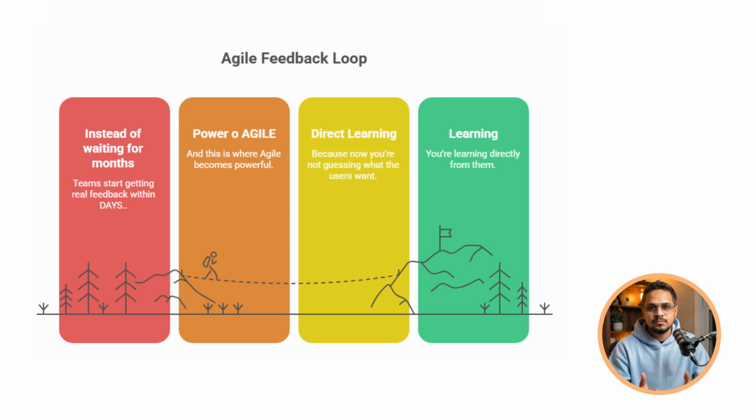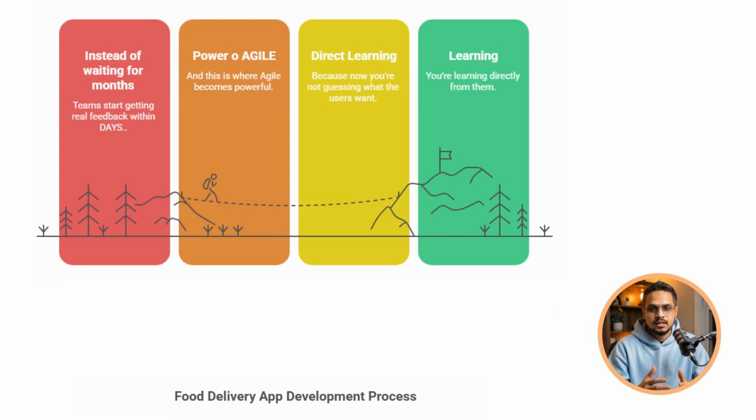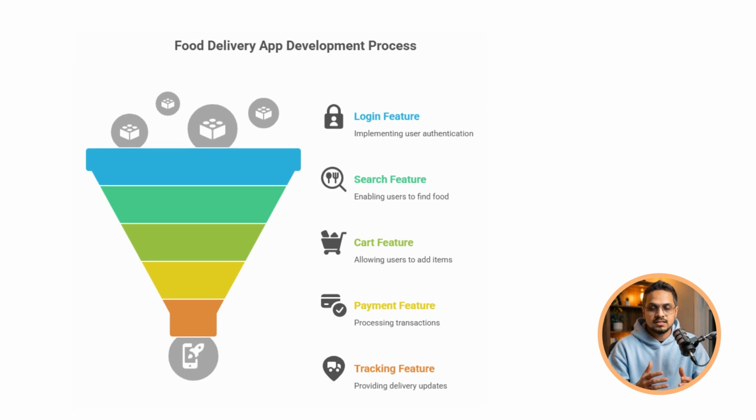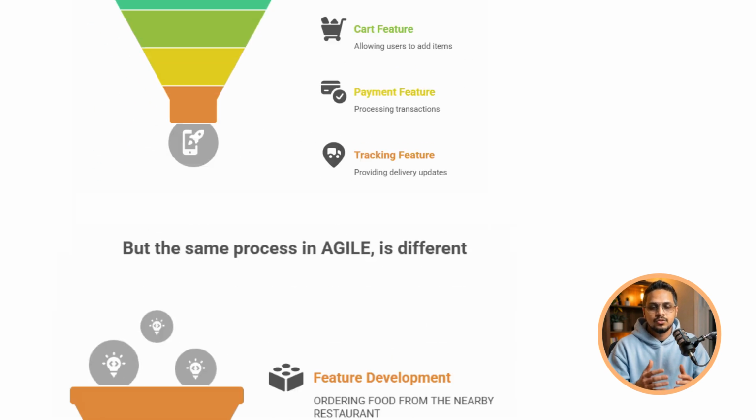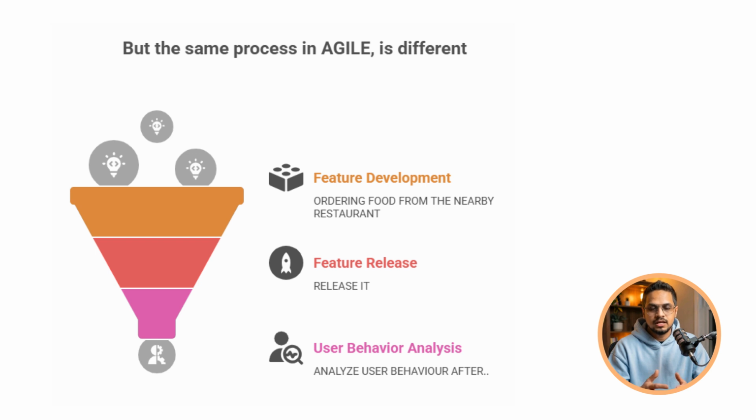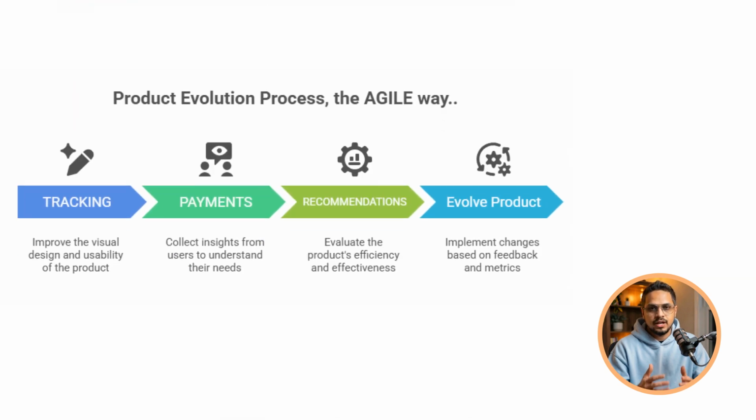Now, let's take a simple example. Imagine you're building a food delivery app. In the old model, you would build the entire app first, login, search, cart, payments, tracking, and everything else, and only then release it. But in Agile, you start with just one core feature, like ordering food from nearby restaurants, and then release it. Now, see how users behave. Then in the next sprint, you add tracking, then payments, then recommendations. Step by step, the product evolves.